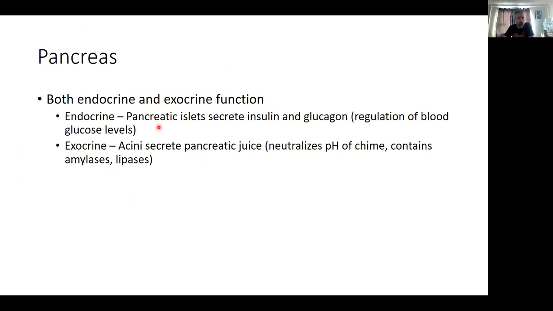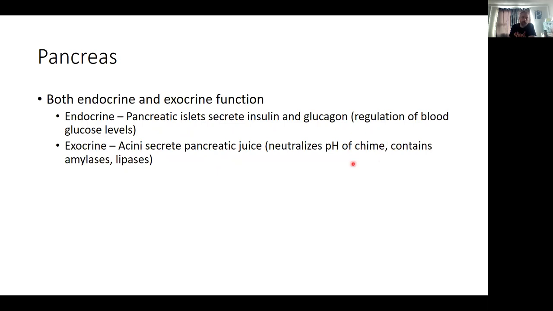The other big accessory organ here is the pancreas. Pancreas does two different things. It has endocrine and exocrine function. In the endocrine system, we talked about this toward the end of the term first semester. This is the production of insulin and glucagon to regulate blood glucose levels. These are produced by the islet cells, the pancreatic islets. The exocrine function, the acini cells here, secrete pancreatic juice.